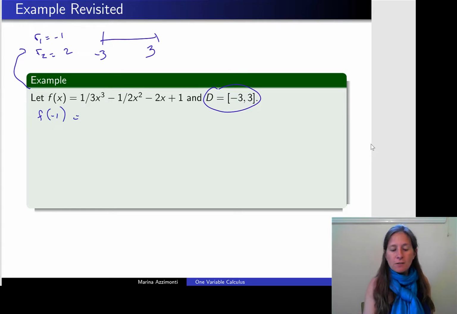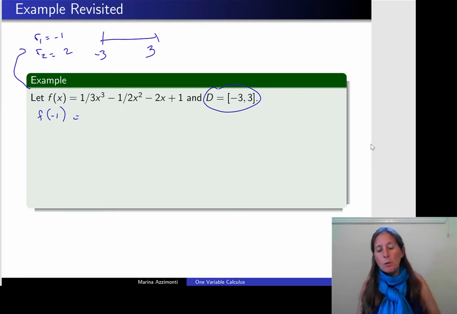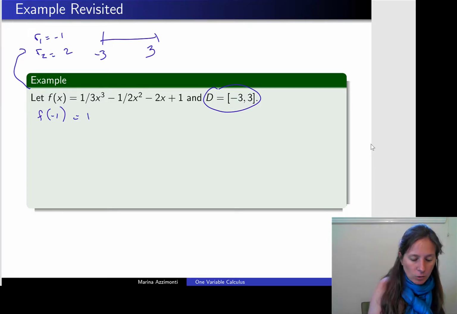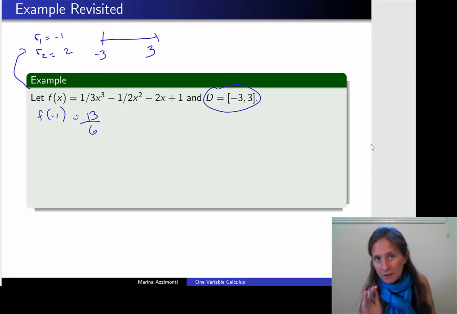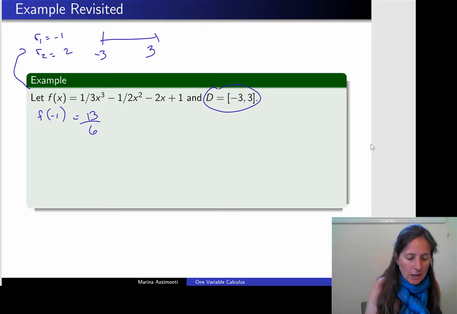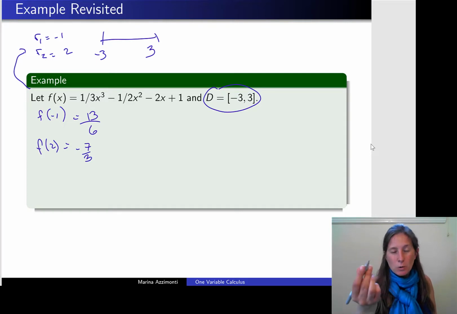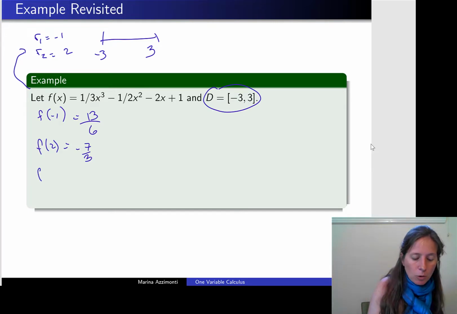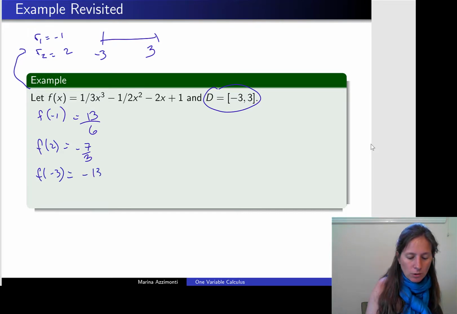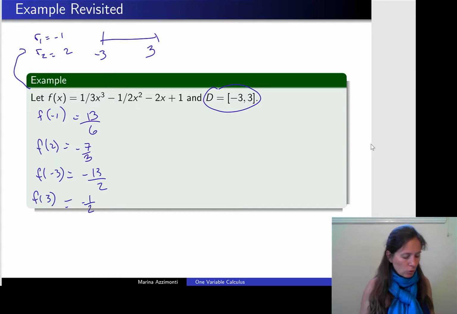But if we evaluate this function f and plug in x equal to -1, this is going to be equal to 13/6 if I didn't mess up the calculations. When we evaluate it at the second root, this is going to be -7/3, which makes sense because remember the first one was an interior local maximum, the second one an interior local minimum. So it makes sense that the function is bigger in the first root than in the other. But now we also want to check it at the extremes. So when we check it at -3, we have -13/2. And when we check it at 3, this is equal to -1/2.